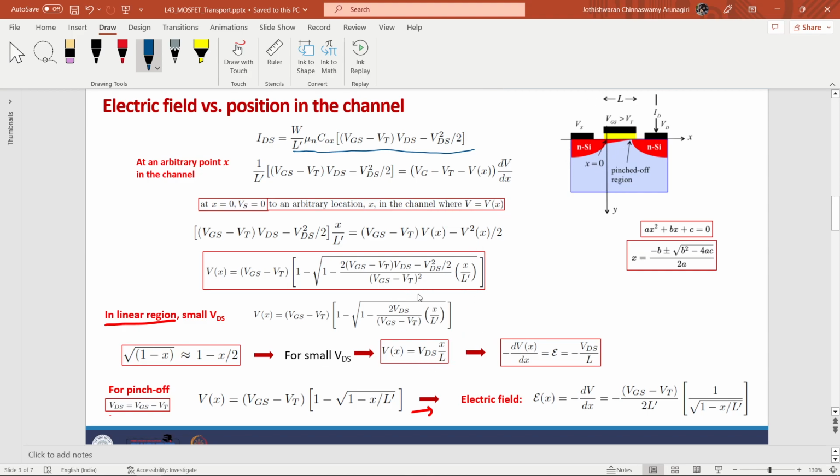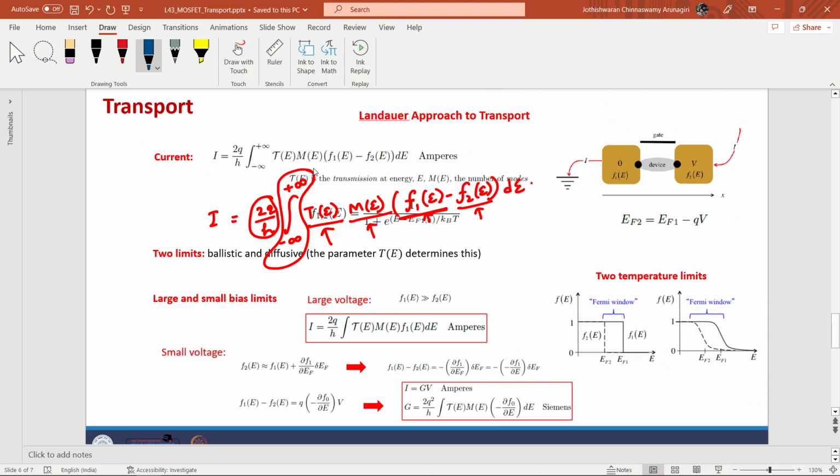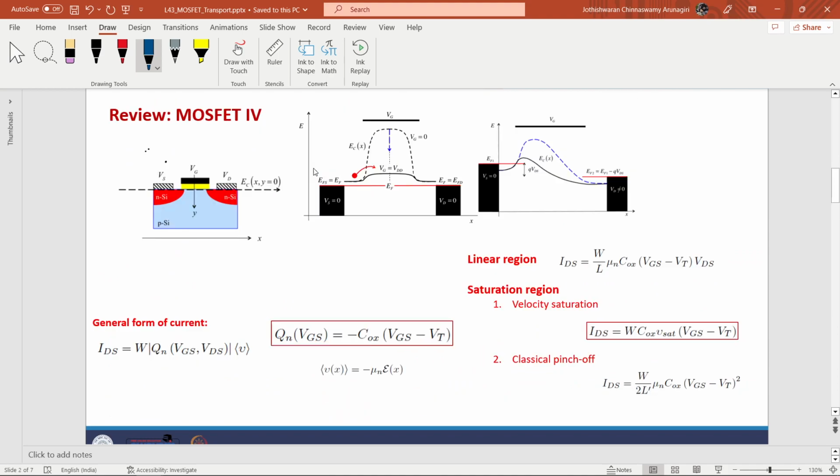However, of course, when Vds becomes small, the potential profile becomes linear. So in that case, this 1 minus square root of x, this whole quantity will become essentially 1 minus x by 2, and substituting the values, you will see that all the potential values cancel out. So this is the general expression for Vx. Oh, the derivation is actually done in this slide itself.